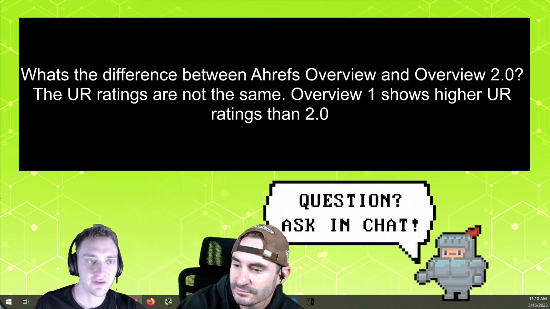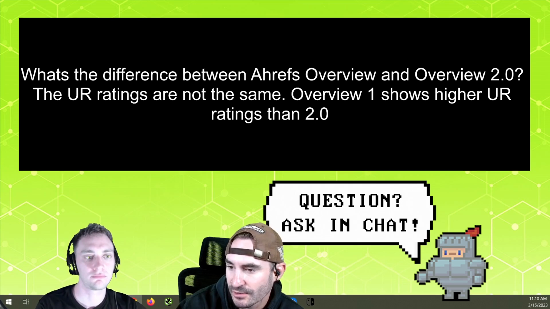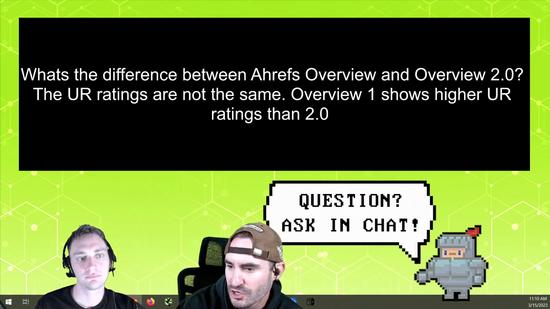UR, so this one says UR 41. Yep, UR 20. Ooh, what a big difference. It's just the algorithm that they use to decide what UR is, right? Which is the URL rating, shows the strength of your target page's backlink profile on a 100-point logarithmic scale. If you analyze a domain, the homepage's UR is shown. This is the beta version of our new UR score, which is different from the one shown in legacy reports.